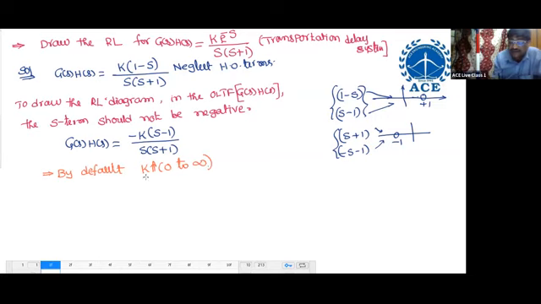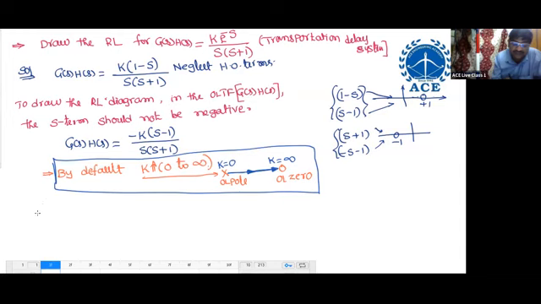That means what is the direction of the root locus branch? K is 0 at the open loop poles, and K is infinite at the open loop zeros. This is the direction of the root locus branch: from open loop pole, where K is 0, to open loop zero, where K equals infinity. Next.